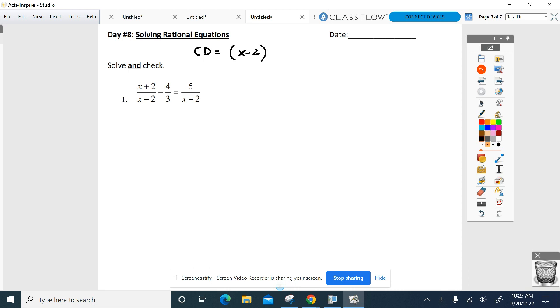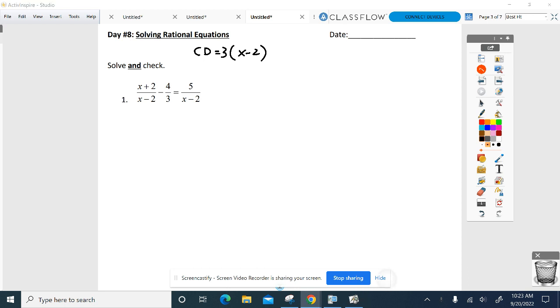And if you remember from last week, not only do you put what's in common, but also whatever's left over. So what's still left over from those three denominators? A 3. There's your common denominator: 3 times x minus 2. Got to be able to find a common denominator to start any of these problems.